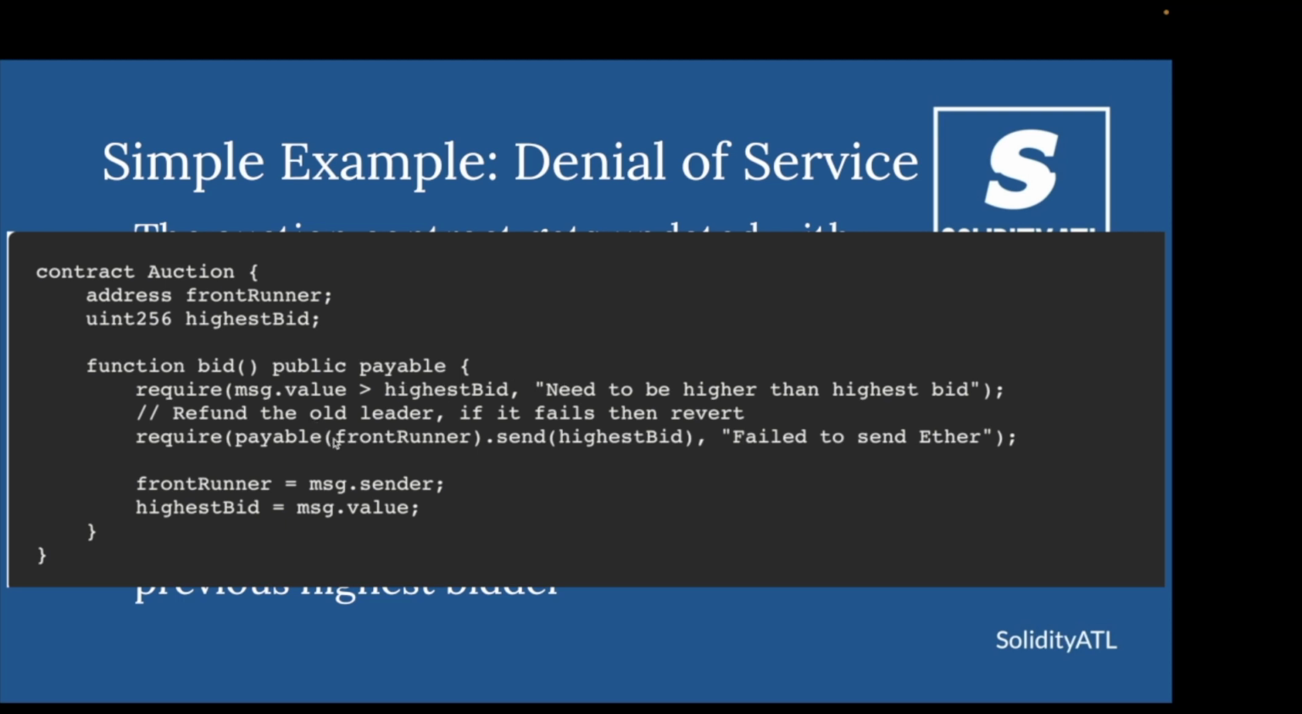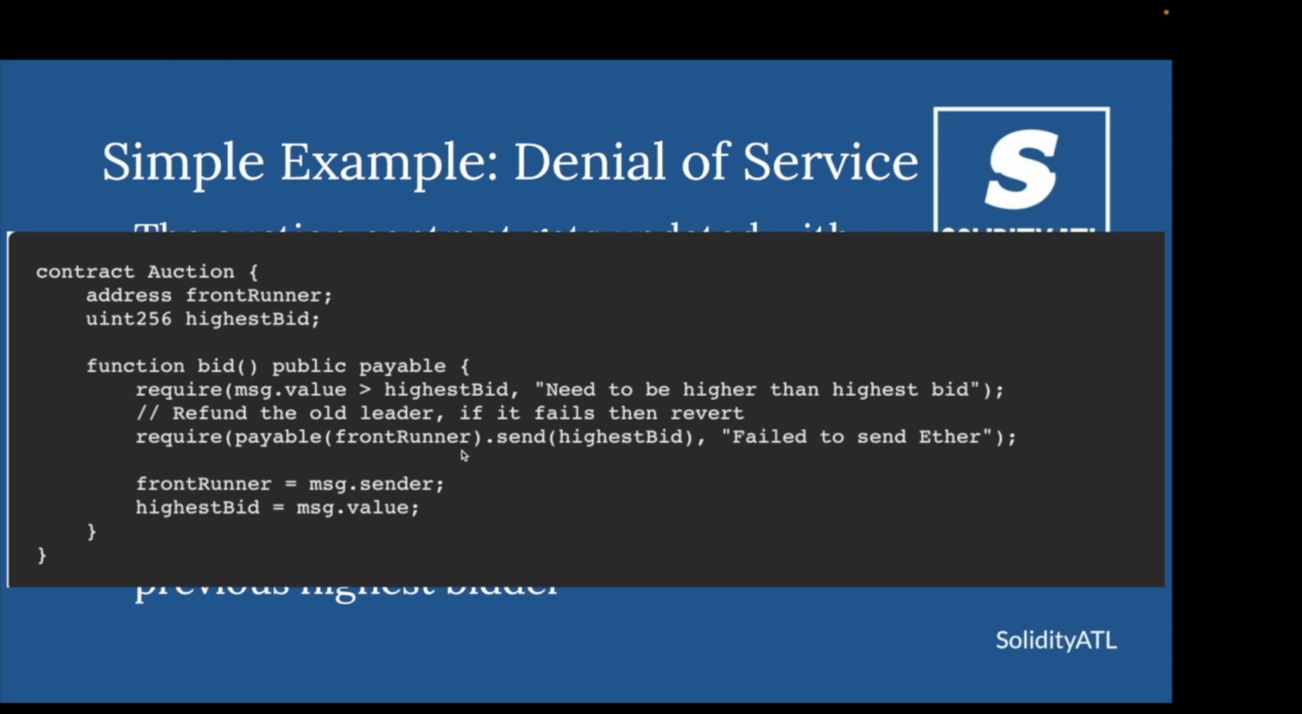And so what this function does is it checks that the amount of ETH sent is higher than the current highest bid. If it's not, then this transaction reverts. But if it is, this contract will refund the previous highest bidder and then update the values frontrunner and highest bid. Now, I want you to take a few moments, pause the video, and see if you can identify the denial of service vulnerability here.